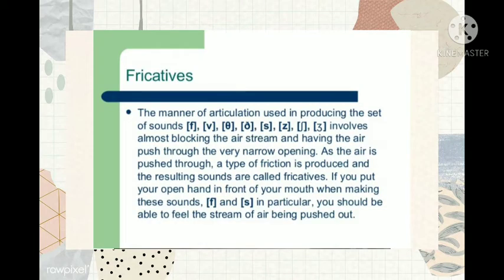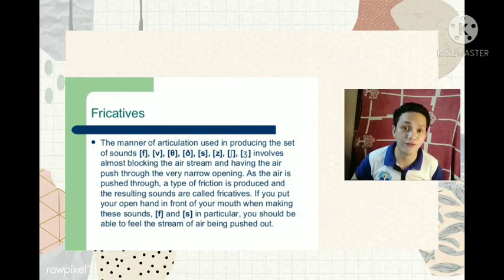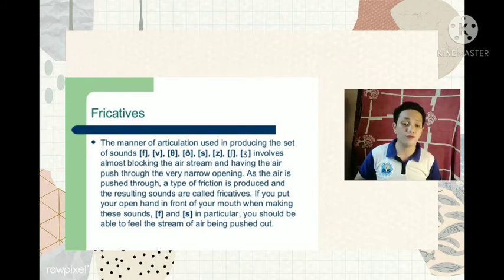For the fricatives, the manner of articulation used in producing sounds like F and V involves almost blocking the airstream and having the air pushed through a very narrow opening. As the air is pushed through, a type of friction is produced, and the resulting sounds are called fricatives. If you put your open hand in front of your mouth when making these sounds, the letters F and S in particular, you should be able to feel the stream of air being pushed out.